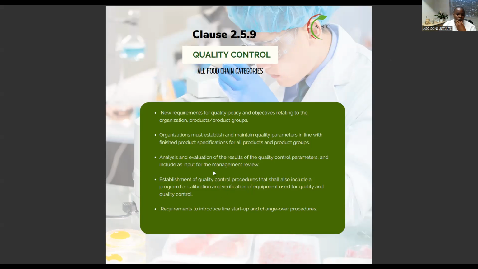Okay. So analysis and evaluation of the result of the quality control parameters must be included as input in your review. So that is another thing that you must include in your review. It will become quite comprehensive. So quality control is part of the things that you should be discussing in your review. It goes further that, in addition to and aligned to clause 9.2 of ISO 22000:2018, including quality elements as defined in this clause within the scope of the internal audit. So internal audit must also include quality control.